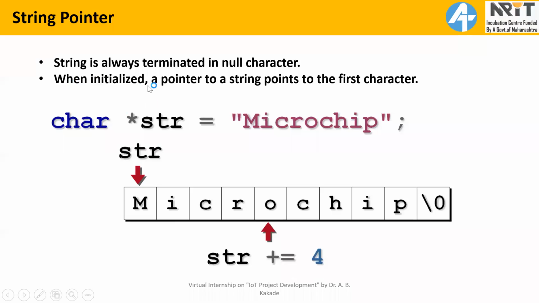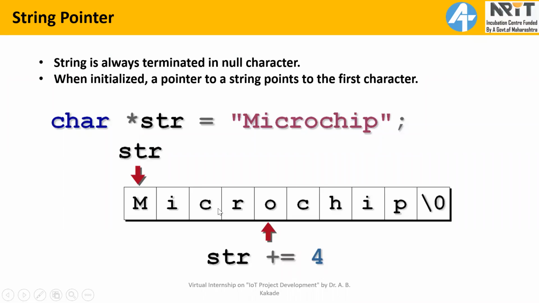So when initialized, a pointer to a string points to the first character. So example is shown here, char asterisk str. So here str is preceded by asterisk symbol. So this asterisk makes this str a pointer variable. So str here is pointer variable, and pointer variable is always saved in SRAM of the microcontroller. It is not saved in flash memory. So whenever we initialize any pointer, it always points to the first character in the string. So here first character is M. So str is pointing to the first character, which is M.